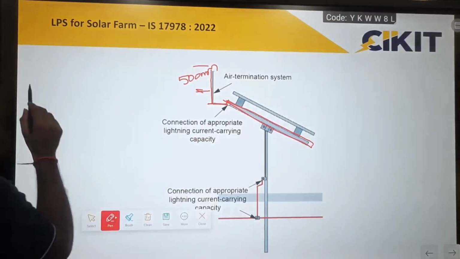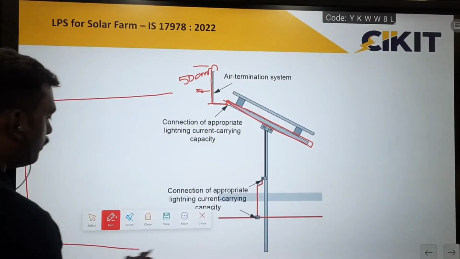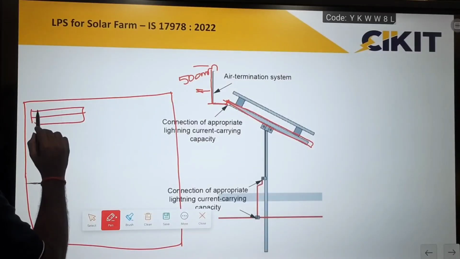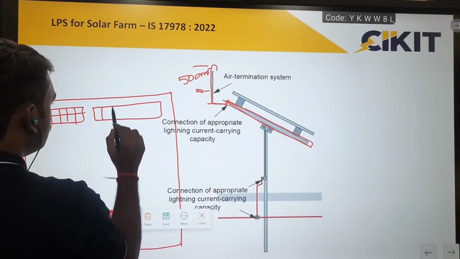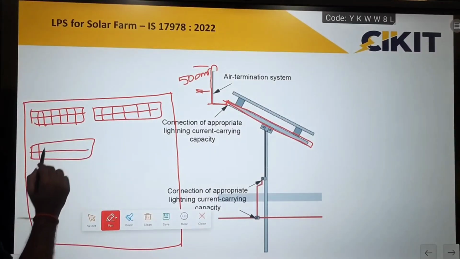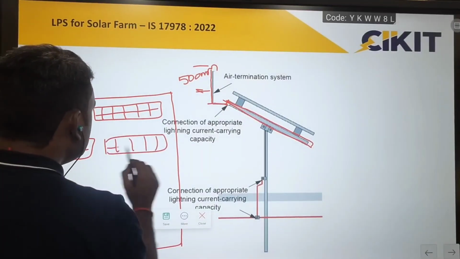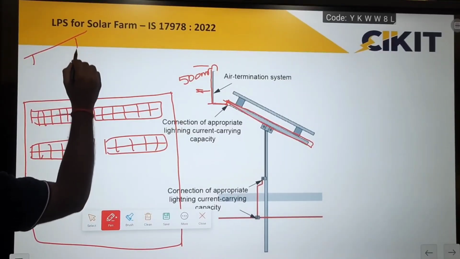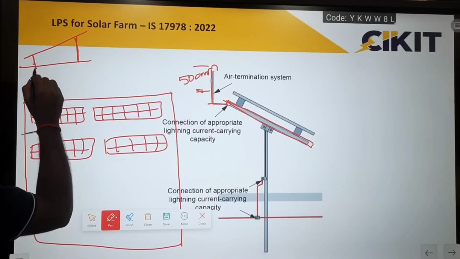And if you take the solar panel arrangements, consider this as each solar farm. Notice this is a solar farm. All the solar panels are arranged in multiple rows and columns. So in this case, one side will be at the lowest height, and another side will be at a different height. So this will be the highest one, and one side will be the lowest one.